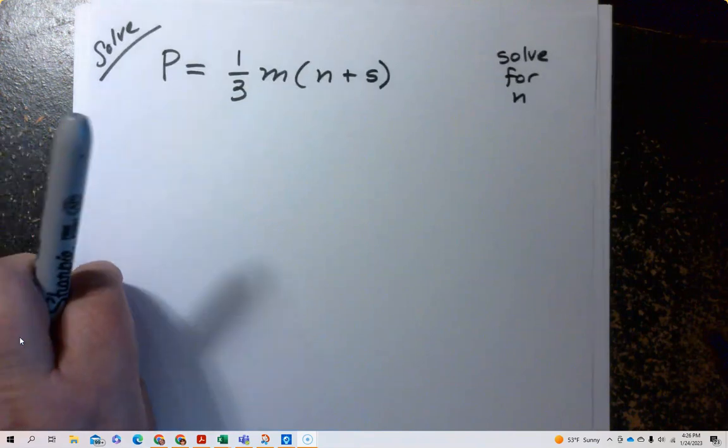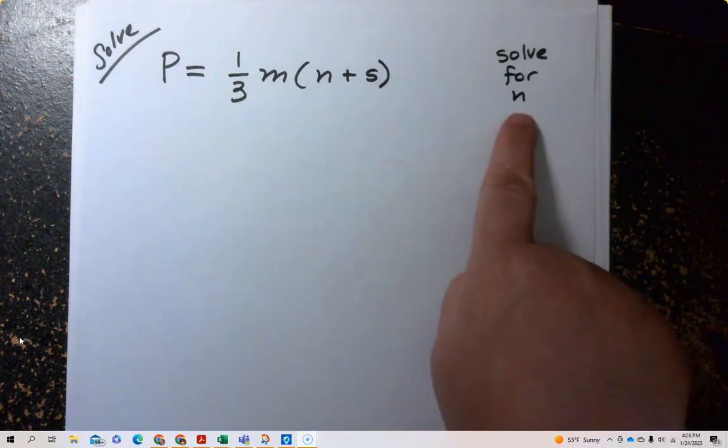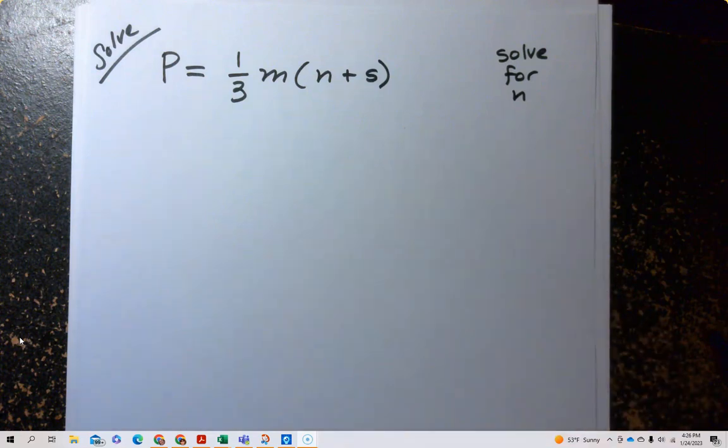Again, this is not a real formula that we use for anything in particular. This is just something I made up so that we could practice the skills we need in order to solve literal equations. And this particular one tells me to solve for n. You do have to be told in problems like this what you are being asked to solve for.